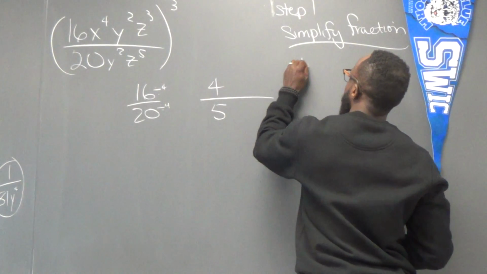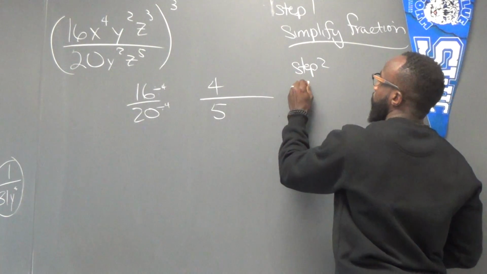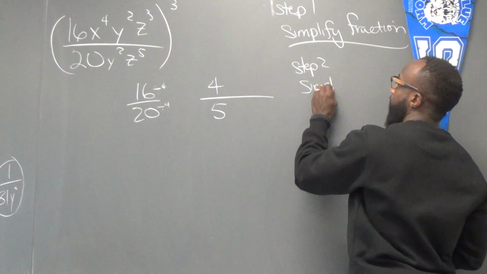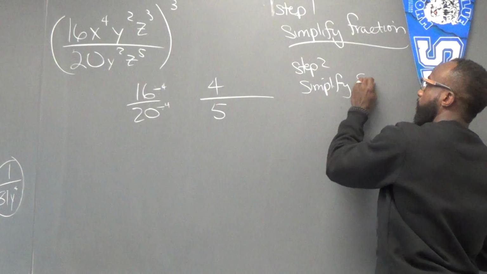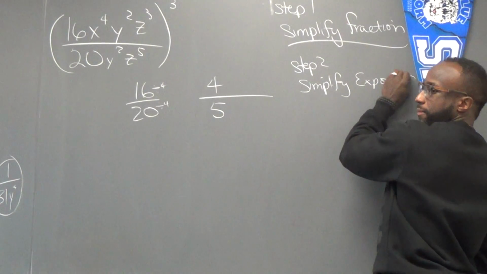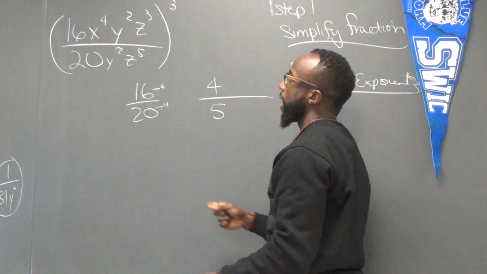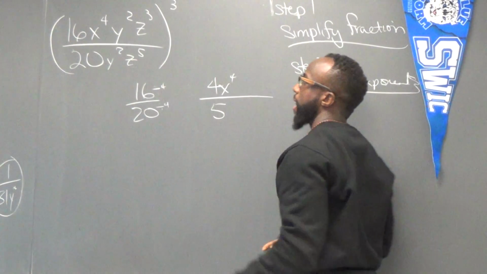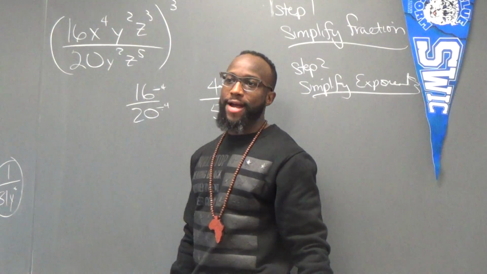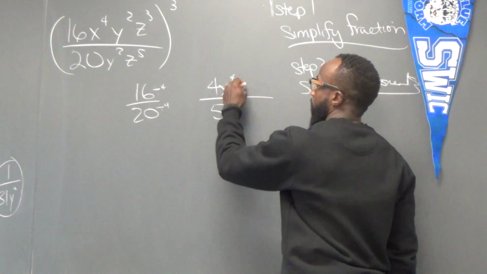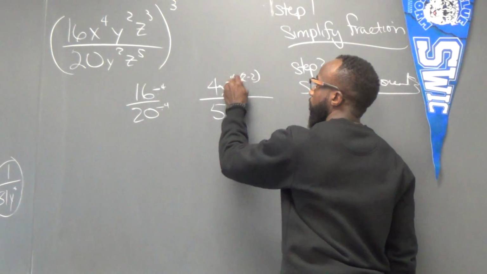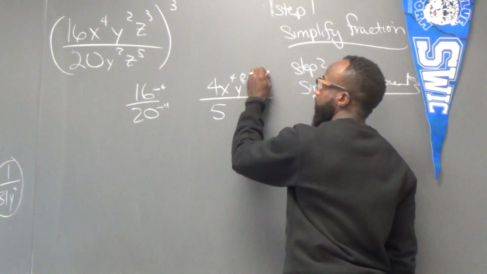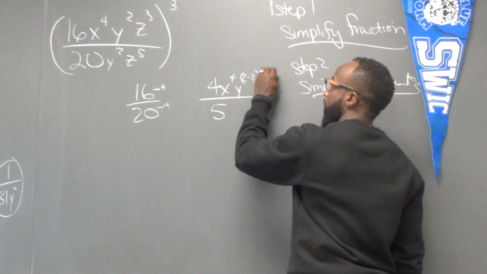All right, step 2. Step 2, we'll just call it simplify exponents. So you've got x to the 4th. There are no other x's, so x to the 4th stays there. Now you've got y squared and y squared. They're the same, so that's y to the 2 minus 2, which is 0. And then you've got z to the 3rd minus 5.